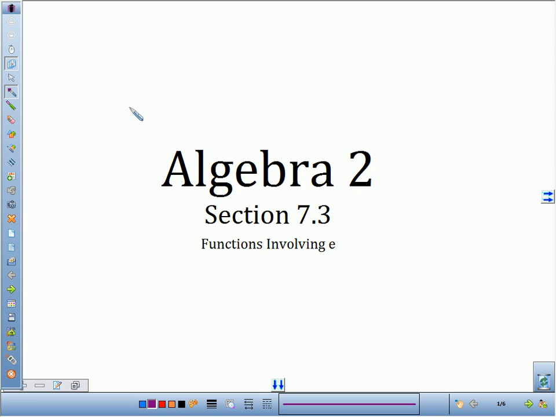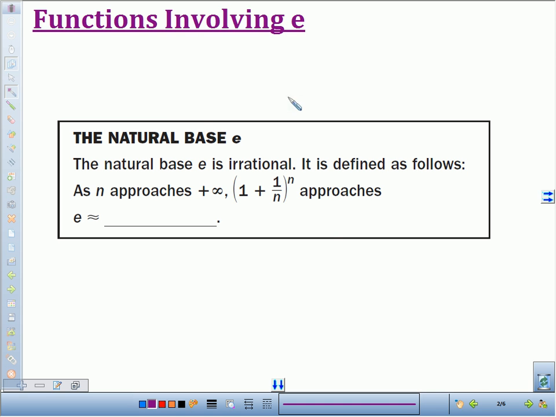These are the notes for Algebra 2, Section 7.3. We're looking at functions involving e. Now, you might be wondering just what e is, and that's understandable. You've never seen it before. E is what's called the natural base e.